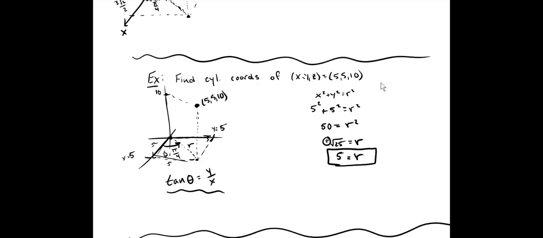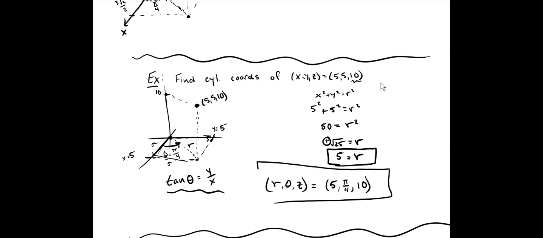Let's go ahead and write it completely. Find cylindrical coordinates r, theta, z. Notice we didn't have to do anything for the z. We already know that. That's just 10 still. So 5 root 2, pi fourths, 10. There we have it. Okay.